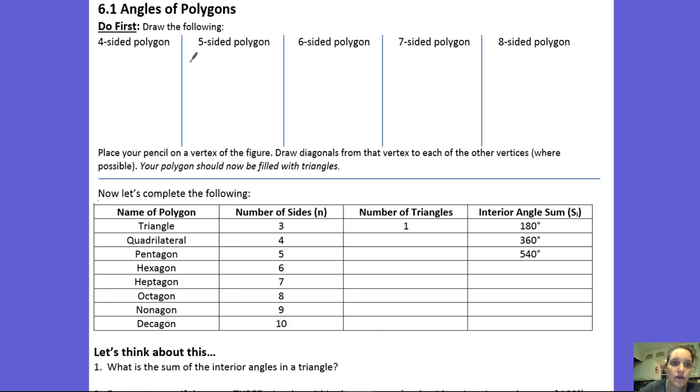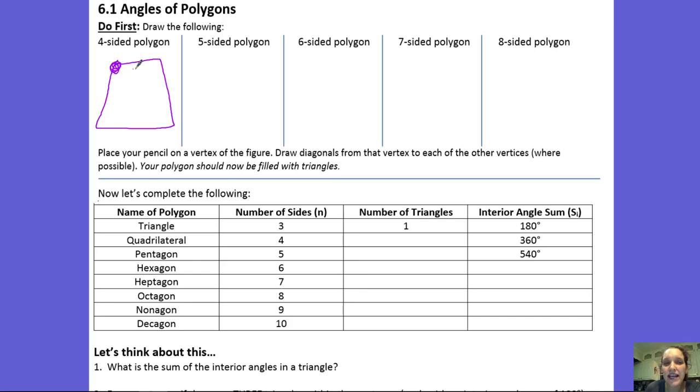And then you are going to place your pencil on a vertex and draw diagonals from that vertex to each of the other vertices where possible. So for example, I'm going to just draw a random four-sided polygon. Kind of messed up right there. But I am going to place my pencil or a pen or whatever on a vertex, and I'm going to draw diagonals from that vertex to the other vertices.